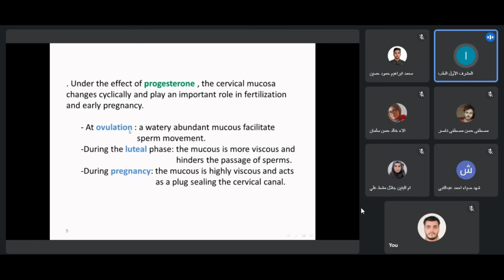During ovulation, the cervical mucus is usually abundant and copious, and this abundant secretion helps sperm movement to reach the site of fertilization. During the luteal phase, the mucus is more viscous, and this will prevent passage of further sperms. During pregnancy, the mucus is even more viscous in consistency, and this will act as a plug to seal the cervical canal.